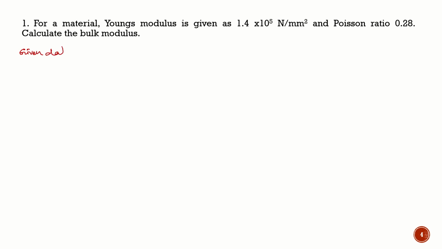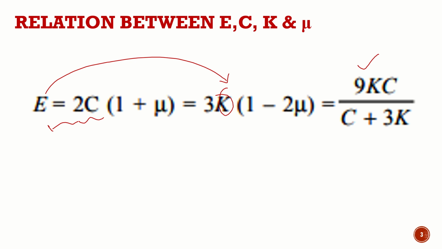So the data given to us is that Young's modulus is given, which is E is equal to 1.4 into 10 power 5 Newton per mm square. And Poisson's ratio mu is given to us, which is 0.28. He is asking us to calculate the value of bulk modulus K. So now we have a relationship, as I've told here. We will take the help of this relationship.